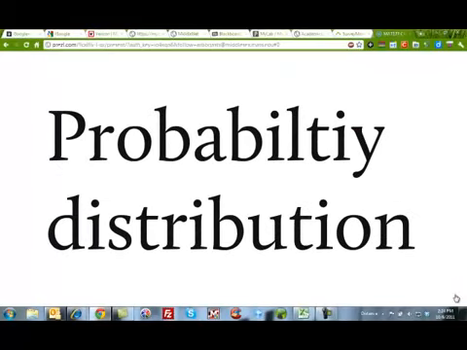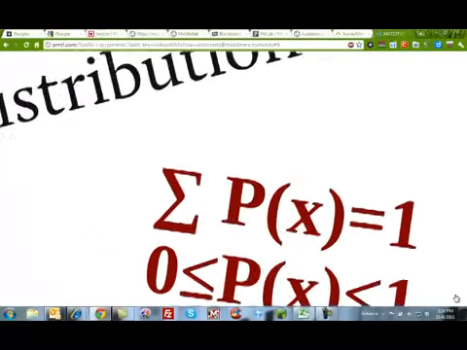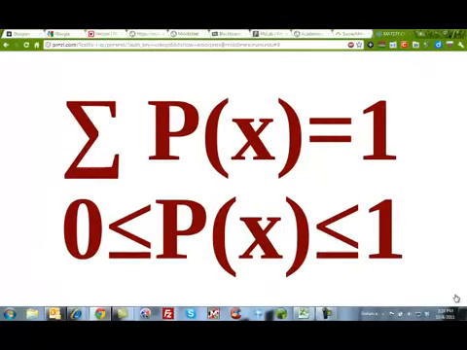Now, when we're done with these, we're going to make a distribution. Okay. A distribution is just a sheet of all of our counts and then the probabilities of getting those counts that we've had. Okay. Now, there's 2 rules for probability distribution. The first is that all the probabilities added up have to equal 1, and the second is that each individual probability has to be between 0 and 1.